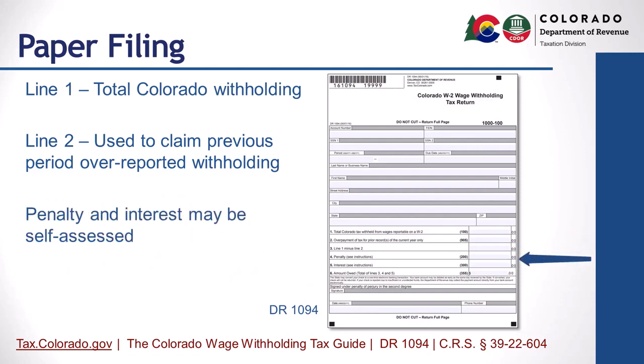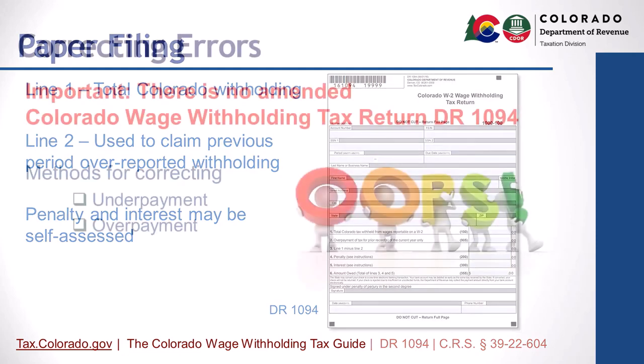Penalty and interest may be self-assessed if a return is not filed timely. If a return or payment is not timely and the penalty and interest is not self-assessed, then the Department of Revenue will calculate the penalty and interest and send a bill.